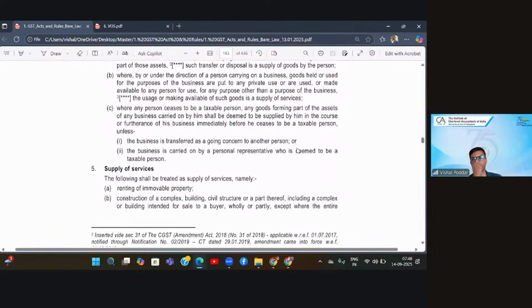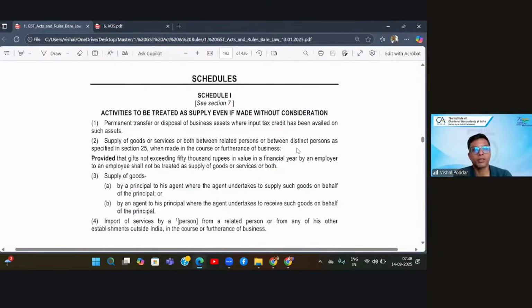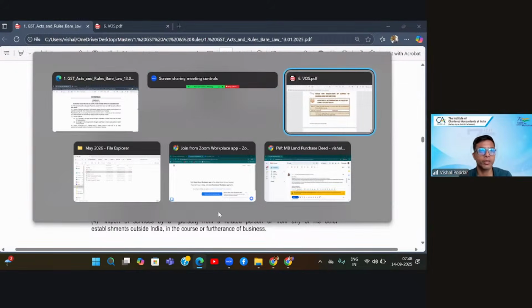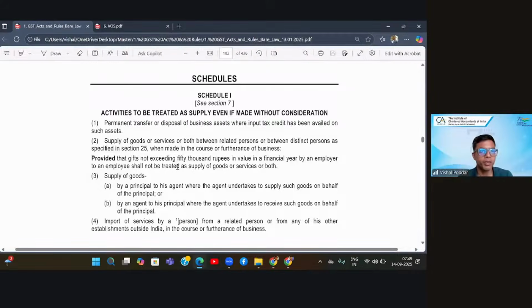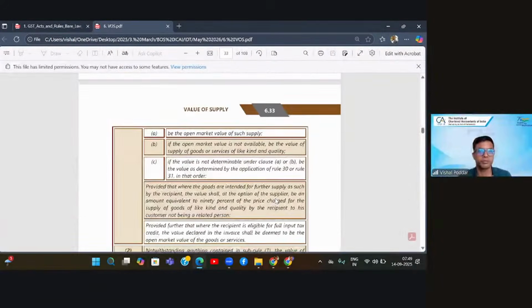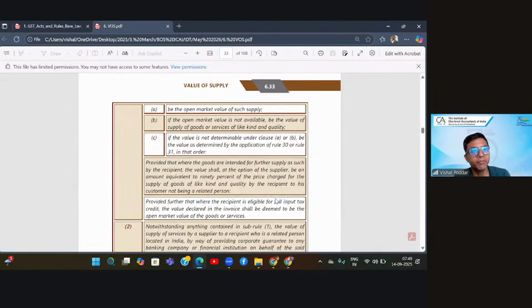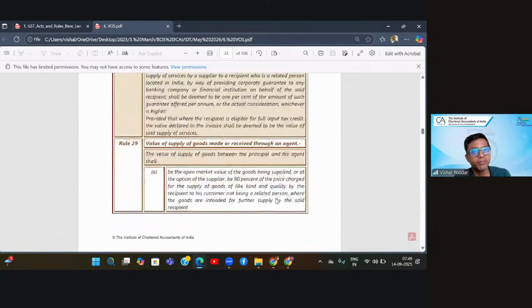Is between related party and distinct persons. That is second part. And third part is principal supply, agent. Yes, sir. Distinct person. Taken care of in which rule? Rule 28. Then point number 3, supply of goods by principal to agent, by agent to principal. This is taken care of in rule 29. Value of goods made or received through an agent.